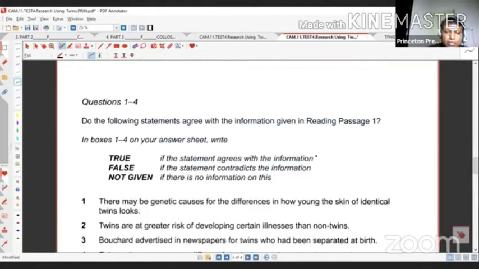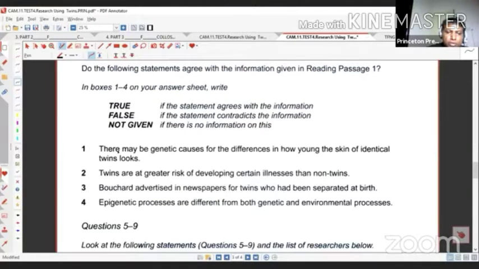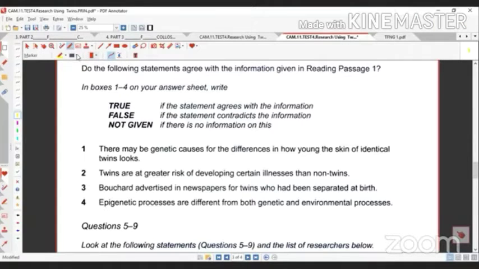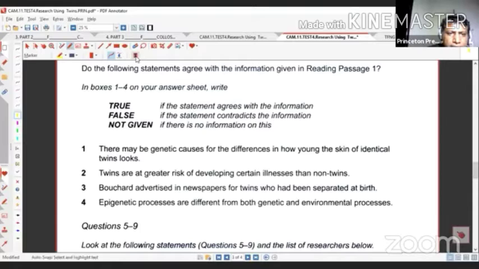So here, true, false, not given. What we are going to do is check the names. There may be genetic causes for the differences in how young the skin of identical twins looks.